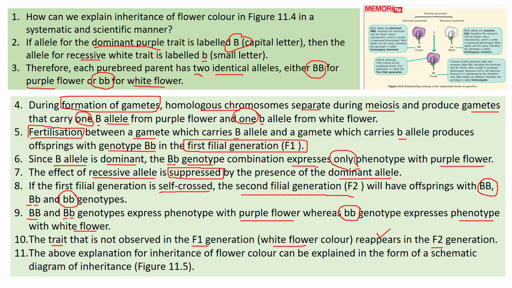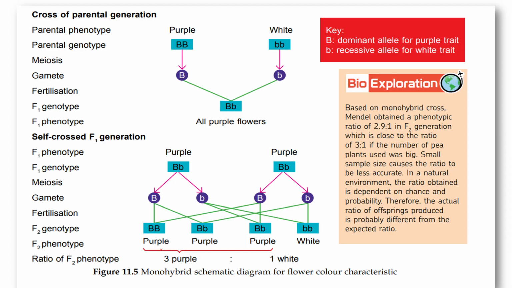And the above explanation, all this explanation for inheritance of flower color, can be explained in the form of a schematic diagram of inheritance. Okay, this is the schematic diagram of inheritance. This is important because usually this is being asked in the exam questions. So you must know how to draw a schematic diagram.